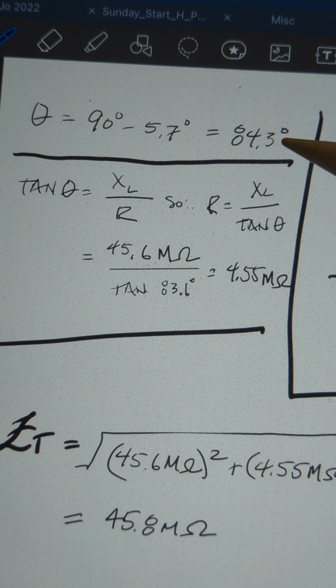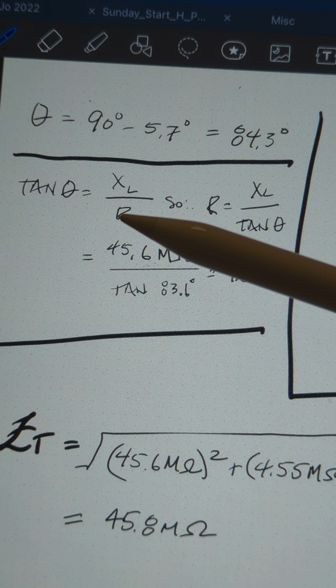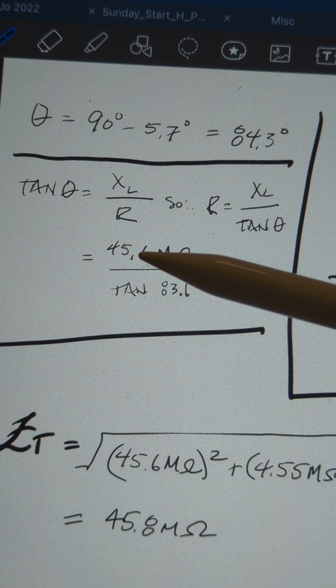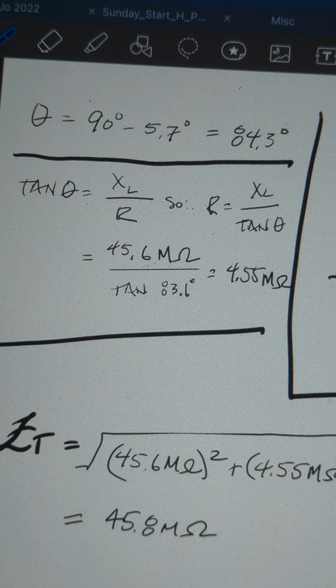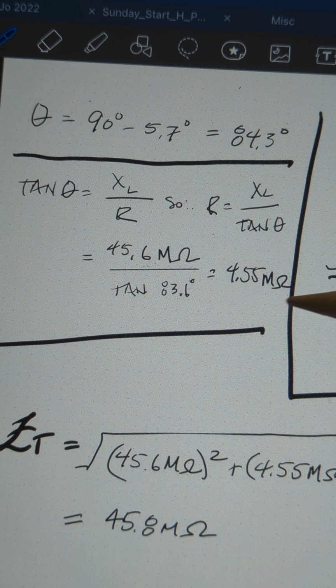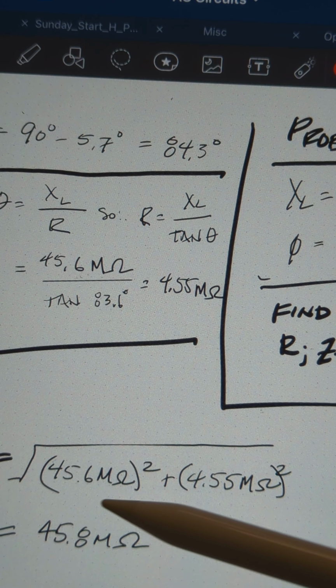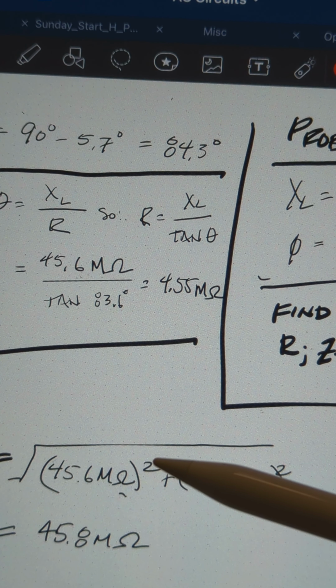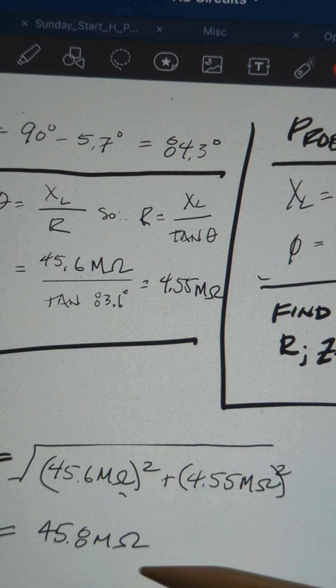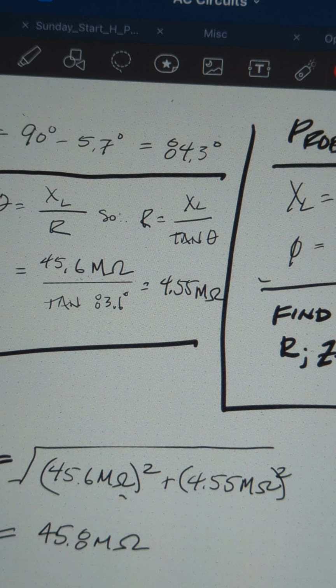I want to take the tangent theta and solve for R, so I take XL over tangent theta. So the 45.6 megohm, which was the given value, divided by the tangent of 84.3, is going to make this a 44.55 megohm. And then to calculate ZT, as you see down here at the bottom, we just take the square of the resistor and the square of the inductive reactance, take the square root of those sums, and we get 45.8. So that should solve those.